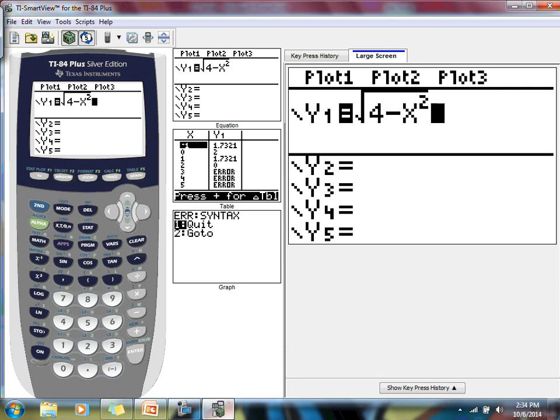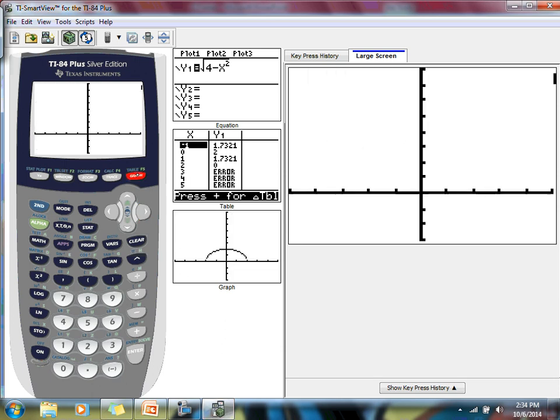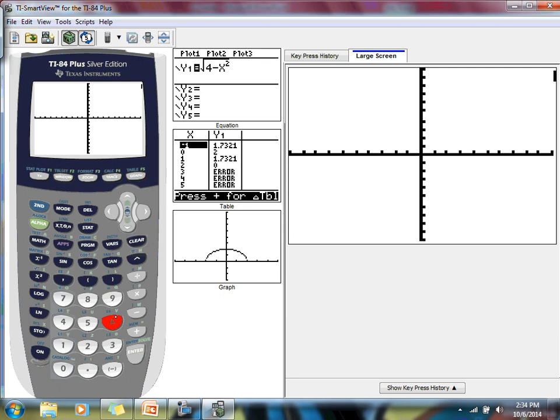Okay, so if I graph that, I might have to adjust my settings here. Looks like it was zoomed in for something else. So let's do zoom 6. Let's do a standard setting, which actually makes it a little bit smaller. But on the large screen over on the right, you can see my function. And it looks like it's going from -2 to +2, and it looks like it's going up to 2 as well. So to verify that, I want to get my table of values.